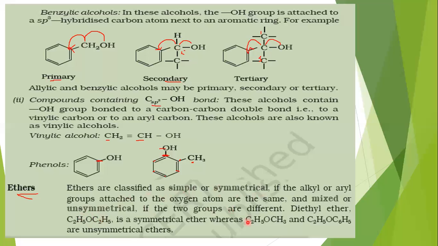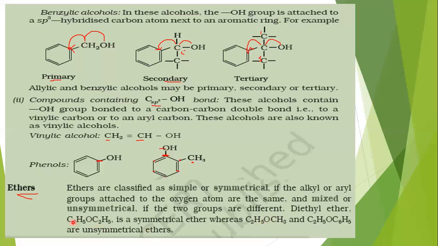If both are different, here C2H5 is bonded to oxygen and the other alkyl group is methyl. So both are different. This is an ethyl group and this is a methyl group. So it is an unsymmetrical or mixed ether. There is no symmetry. One is an ethyl group and another is a methyl group. So this ether is a mixed type of ether, or an unsymmetrical ether.